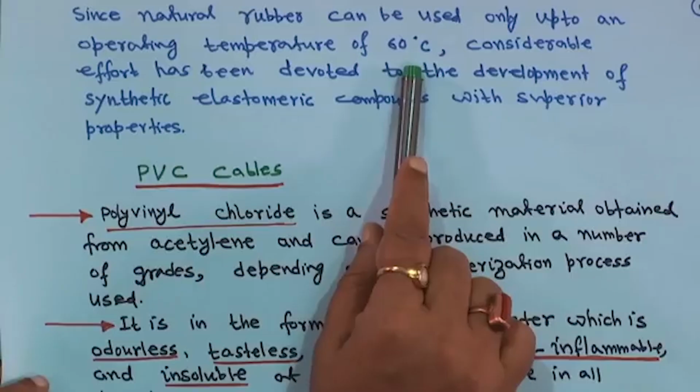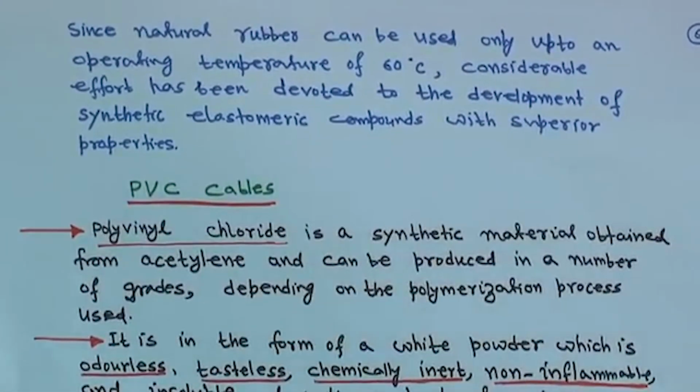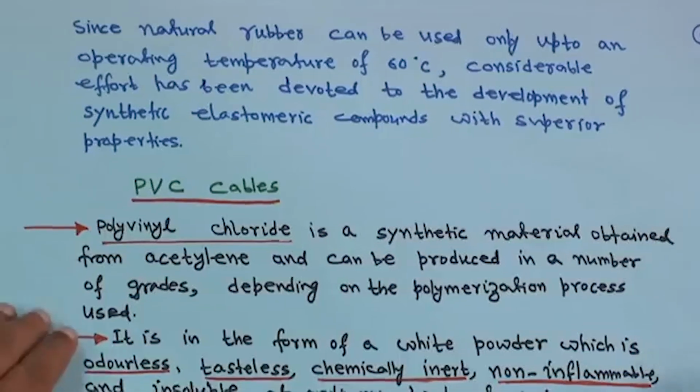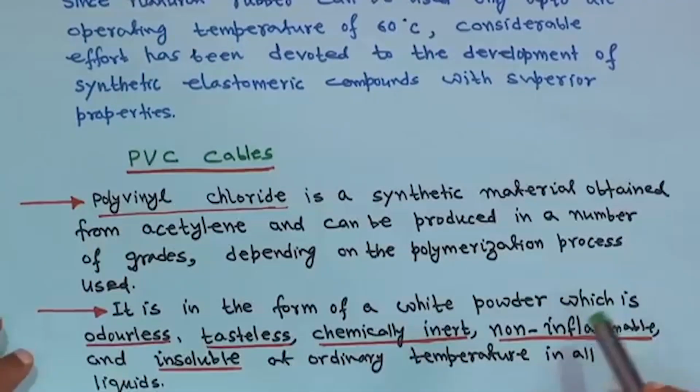So, since natural rubber can be used only up to an operating temperature of 60 degrees Celsius, considerable effort has been devoted to the development of synthetic elastomeric compounds with superior properties, such that the operating temperature can be increased. So, details we will just condense it. These are all different insulation.